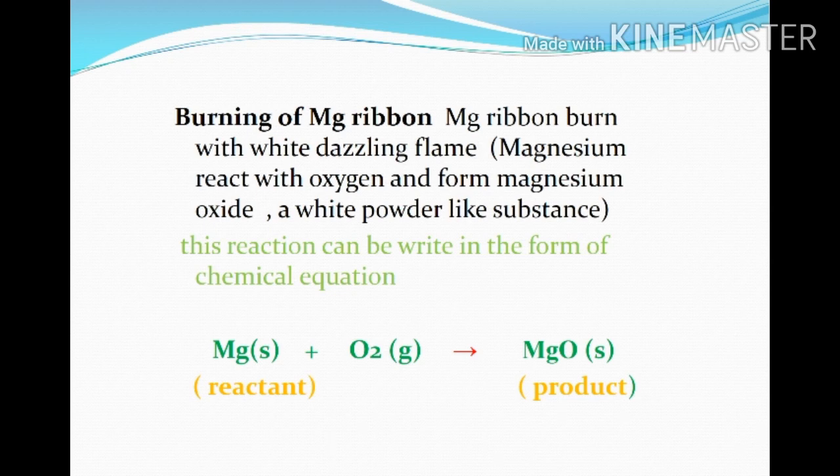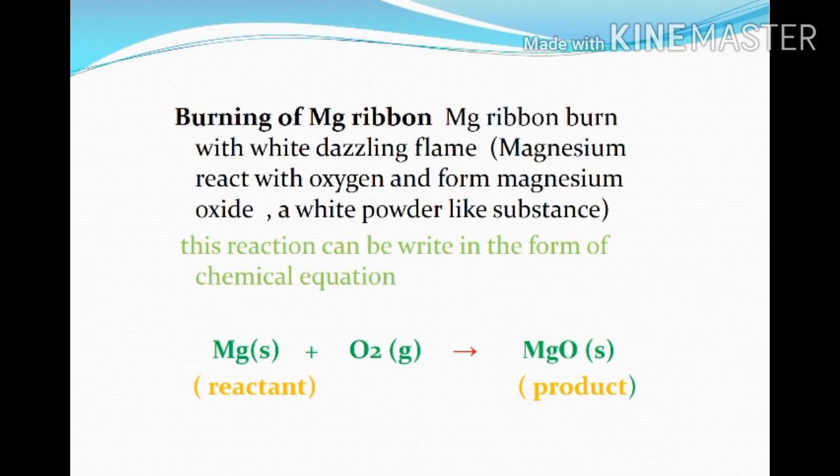I am writing O2 because the burning process is always possible in the presence of O2 only. If oxygen is not present, then burning will not happen. That's why burning of magnesium means magnesium is reacting with O2 and forming magnesium oxide, MgO. So this can be written in the form of a chemical equation: Mg plus O2 gives MgO. Okay. Now see, this is a chemical equation.